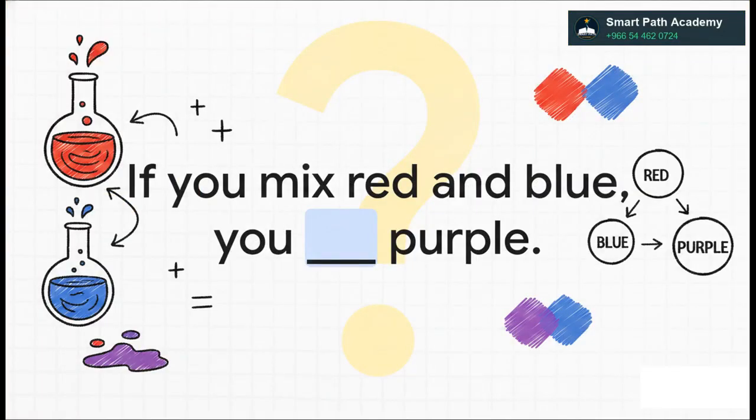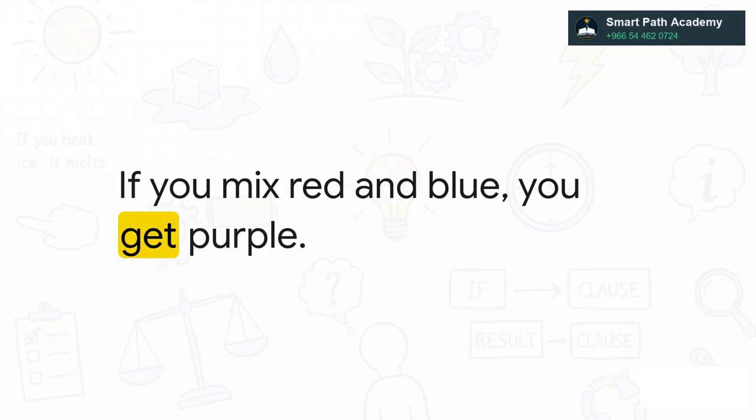All right, question 1. Complete the sentence for me. If you mix red and blue, you blank purple. The answer is get. If you mix red and blue, you get purple. Get is the correct present simple verb for this undeniable, colorful fact. Excellent job if you nailed that.